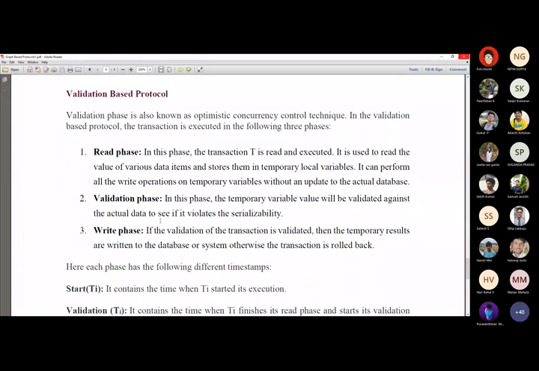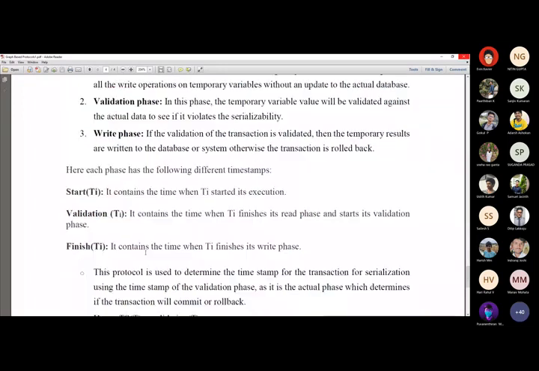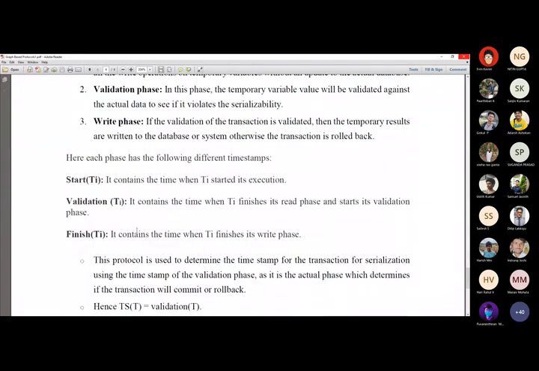In the case of the validation based protocol, we have these three phases. We have some different timestamps. Start of Ti denotes that the transaction Ti has started its execution, and validation of Ti means that the transaction Ti has completed its read operation and started its validation phase. Finish of Ti means that the transaction Ti has completed its write operation.